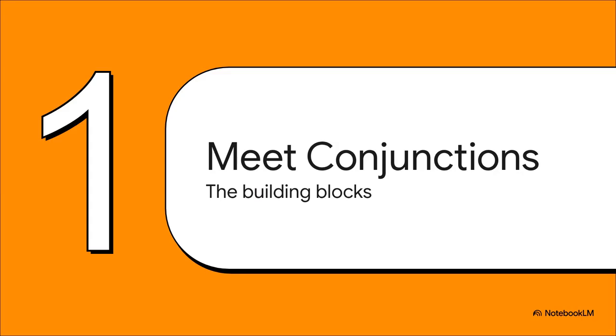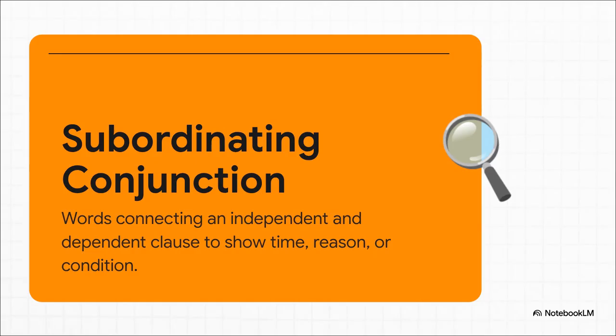All right, Section 1, Meet Subordinating Conjunctions. Let's dive right in by laying down our basic building blocks. So what exactly is a subordinating conjunction? Well, I want you to think of these words or phrases as critical bridges. Their entire job is to connect an independent clause, a strong, complete thought, to a dependent clause, which is an incomplete thought. Without this bridge, that dependent clause just literally collapses. But they don't just randomly stick things together, they actually tell your reader exactly how those two ideas relate, whether that's through time, a reason, a condition, or a contrast.